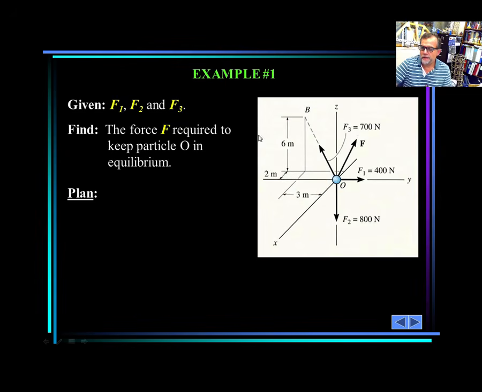Example. Given the forces F1, F2, and F3, let me see, F1 is this one, F2 is this one, and F3 is this one. Calculate the force F required to keep the particle O in equilibrium.